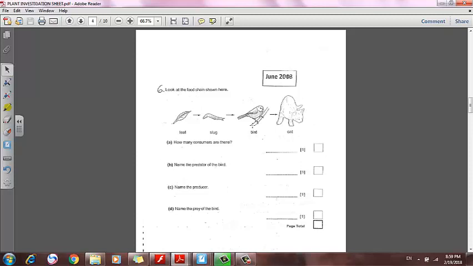Name the predator of the bird. The predator, the animal that eats the bird. Cat. Name the producer. Plant, which is the leaf. Name the prey of the bird. The prey of the bird, the poor animal that the bird eats. Slug.